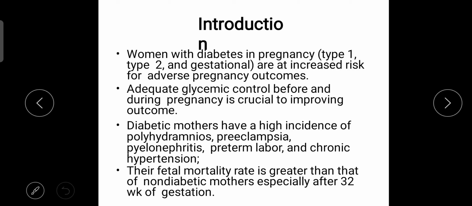And diabetic mothers have a high incidence of polyhydramnios. Polyhydramnios means the amniotic fluid will be more, or preeclampsia, that is high BP, or pyelonephritis, preterm labor, and chronic hypertension. Means if the mother is having any type of diabetes, either type 1 or 2 or gestational, there is more chance that the mother can have a high incidence of polyhydramnios or these other conditions.